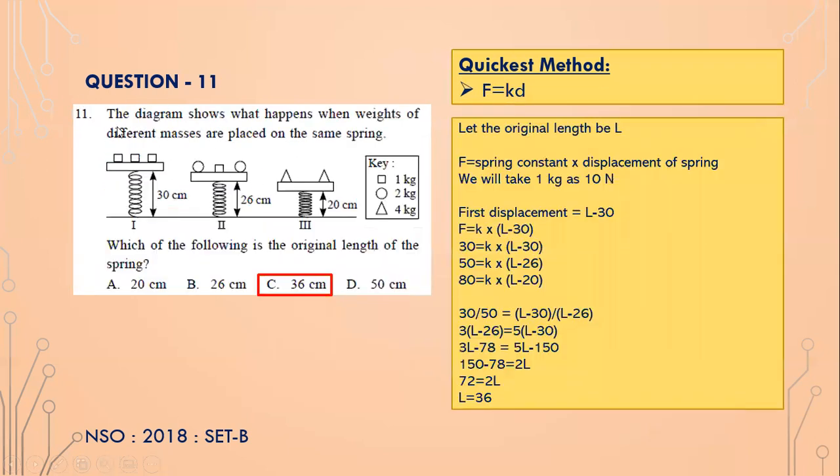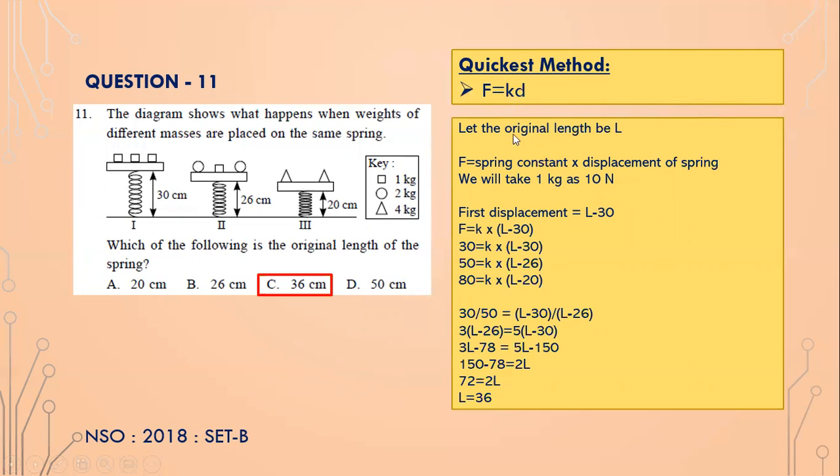Okay. Question number 11. The diagram shows what happens when weights of different masses are placed on the same spring. Here square denotes 1 kg, circle denotes 2 kg, and triangle denotes 4 kg. Now let's take 1 kg as 10 newtons. What is the formula for displacement of the spring? Force is equal to spring constant into displacement.